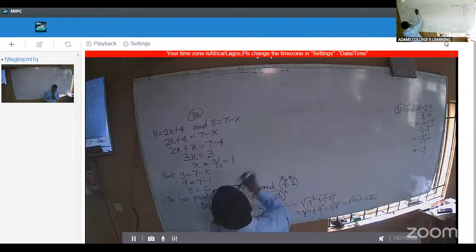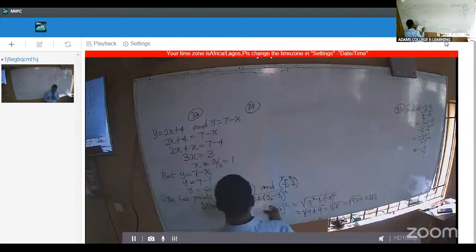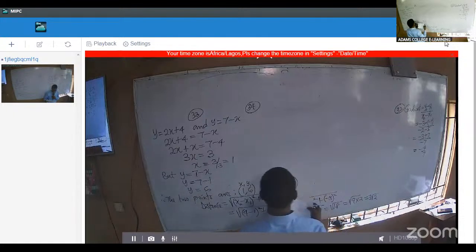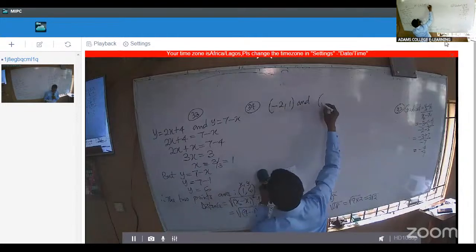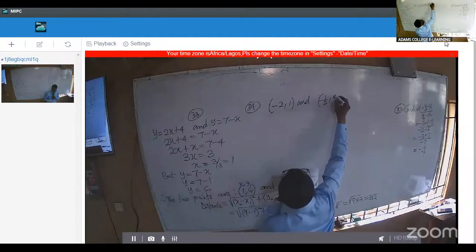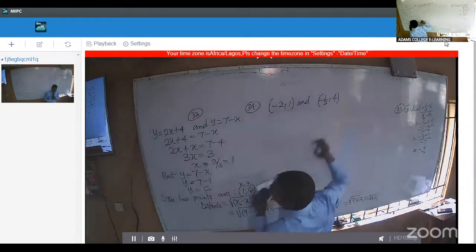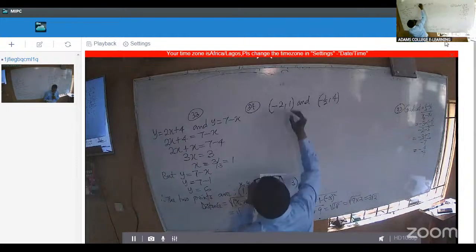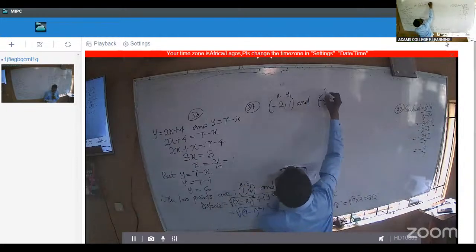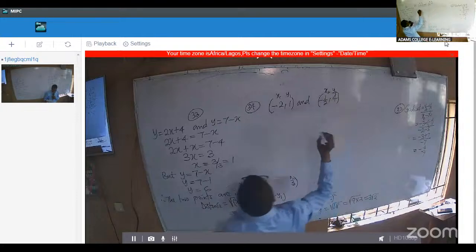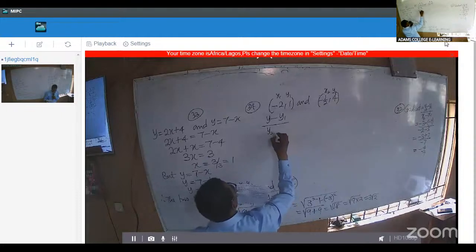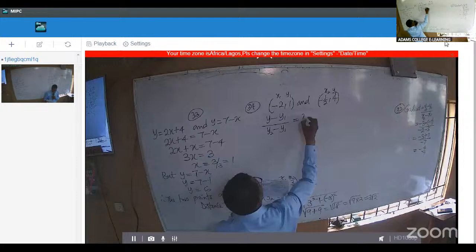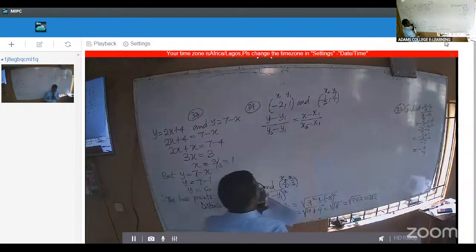Now the 4. Find the equation of the line through minus 2,1 and minus half, 4. I gave you a formula for when you have 2 points. This one will be X1, Y1. This one X2, Y2. What's the formula? Y minus Y1 over Y2 minus Y1 equals X minus X1 over X2 minus X1. This formula is in the note I gave you.